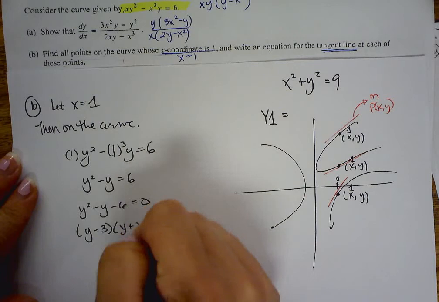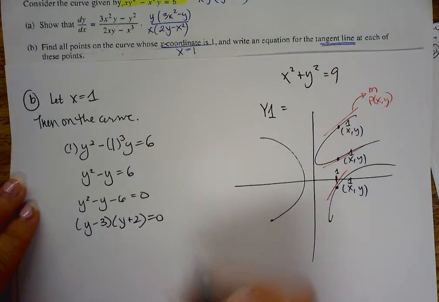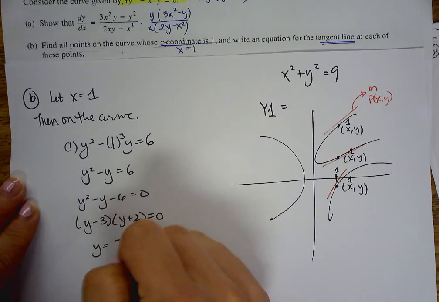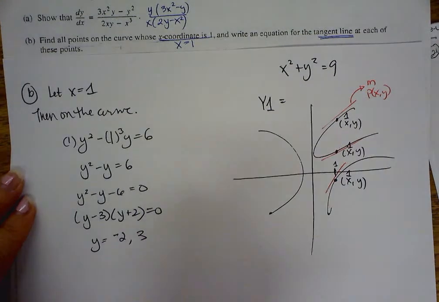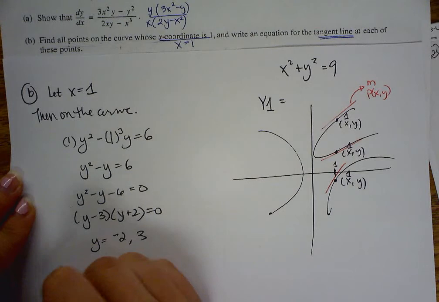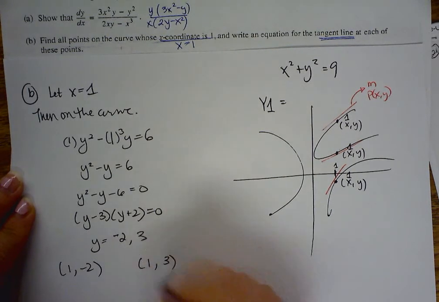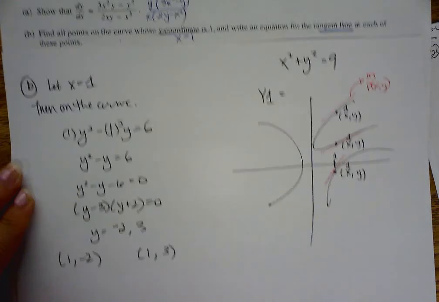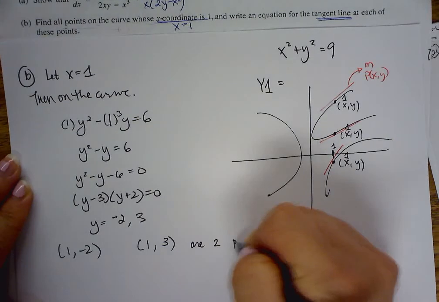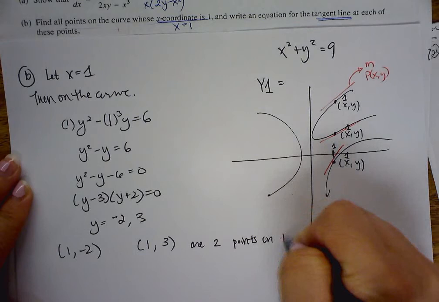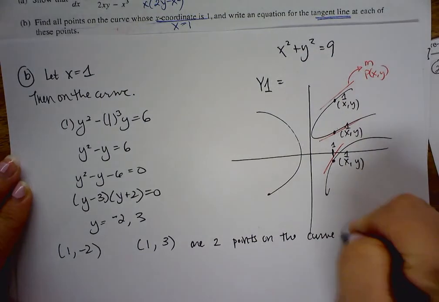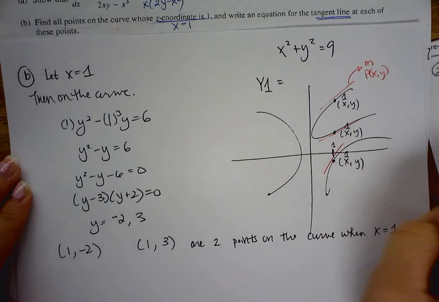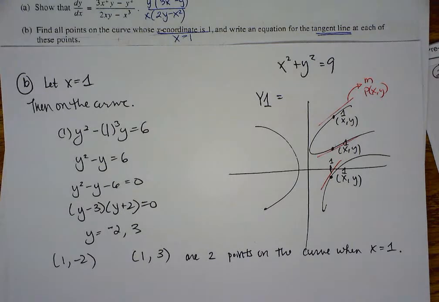y equals what? Negative 2 and positive 3. So that tells me that there are 2 points when x equals 1. There's 1 comma negative 2 and there's 1 comma 3, right? Those are 2 points on the curve. So this picture was a little wrong because there are actually 2 points when x equals 1. Okay, so I responded to the first part of the question.